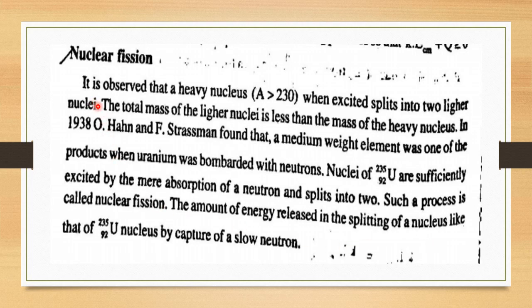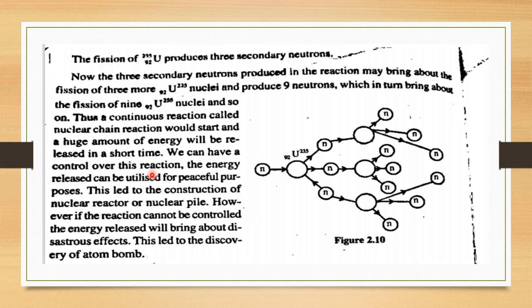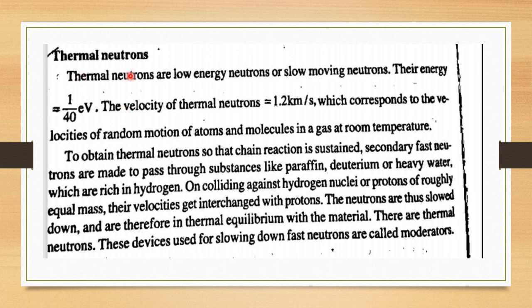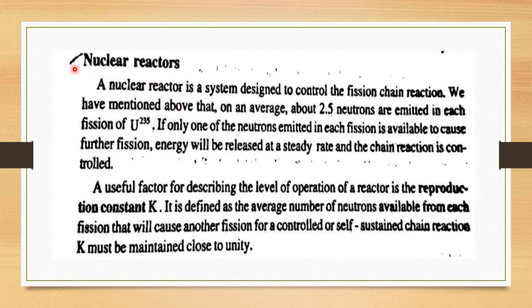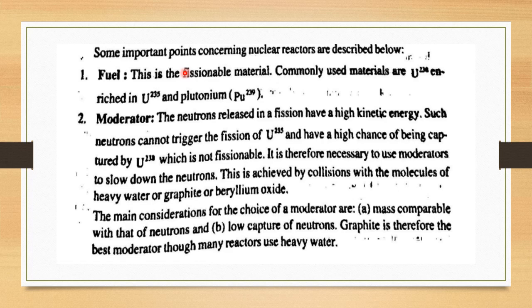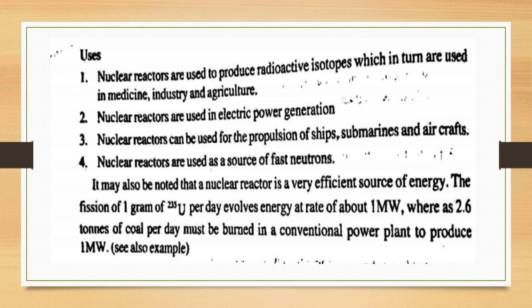So next we move on to our familiar topics: fission, fusion, nuclear reactors, etc. I am not going to explain this in detail. You go through these notes and prepare a note by yourself. Here you can see nuclear fission and the important points regarding fission. Next are thermal slow neutrons, criticality and the parameter K factor which decides the reaction. Then here are the nuclear reactors, the important parts of a nuclear reactor, coolants, control rods. What are the uses?